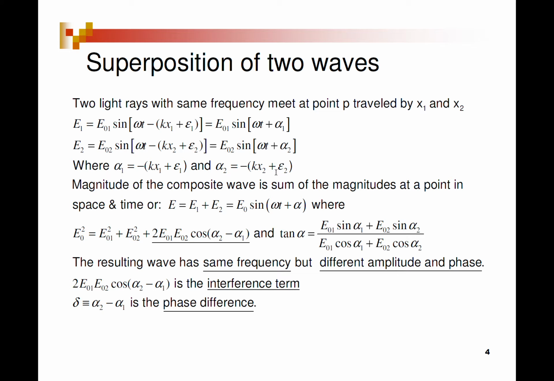And then if we add them together, E1 plus E2, by sine relationship we get E0 sine omega t plus alpha here. And then E0 is given by this relationship, and alpha is given by this relationship. And the resulting wave is also oscillating with the same frequency, but it has a different amplitude and different phase term.